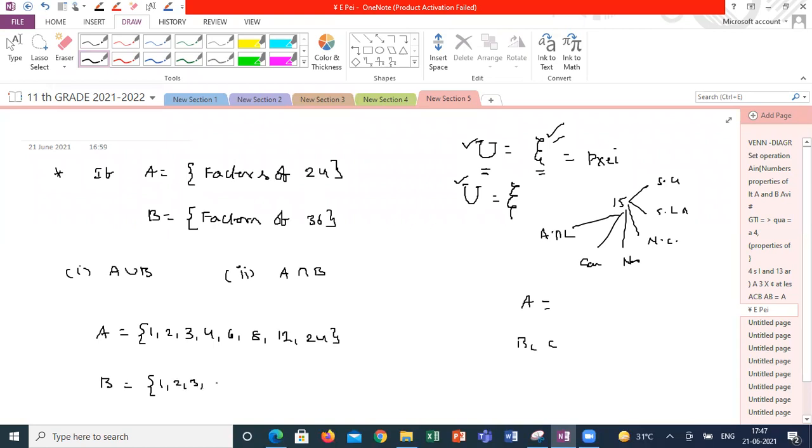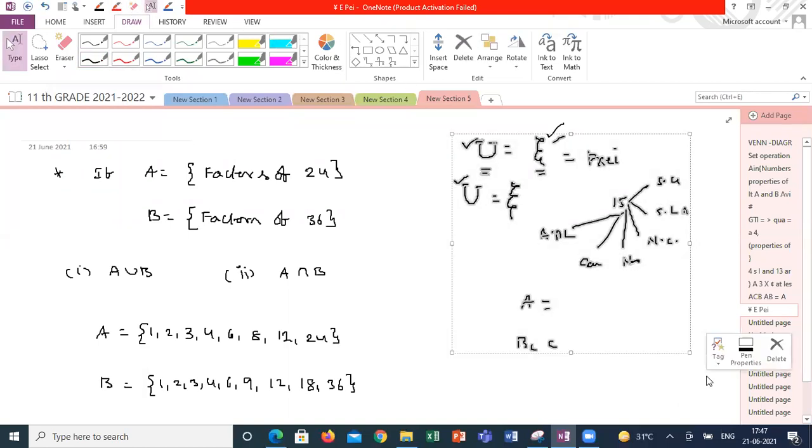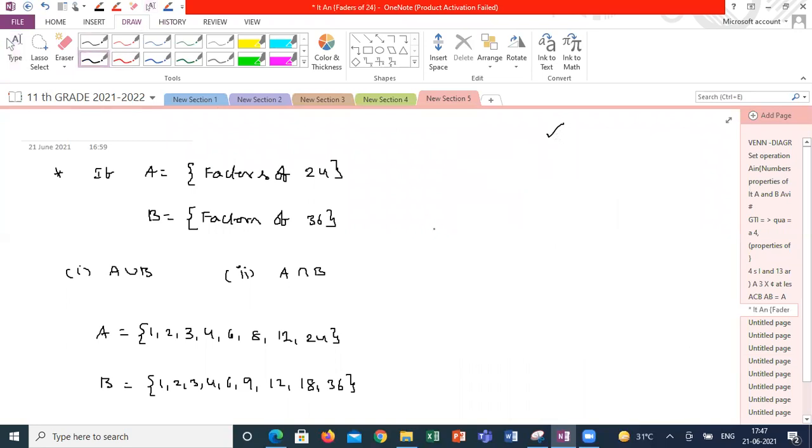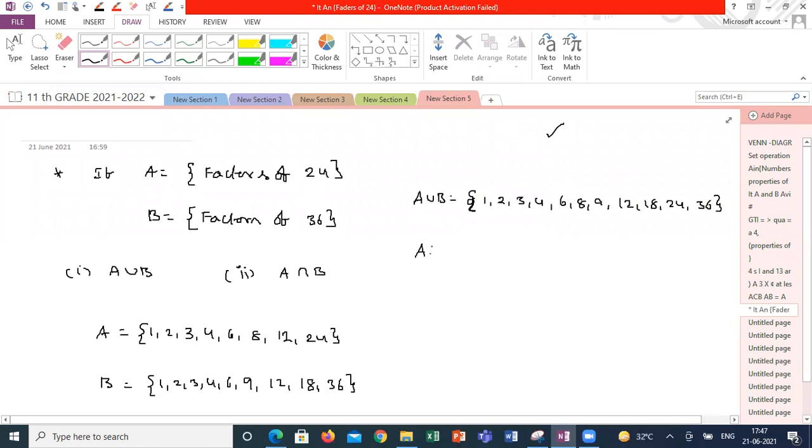1, 2, 3, 4, 6, 9, 12, 18 and 36. Then what is the union? 1, 2, 3, 4, 6, 8, 9, 12, 18, 24, 36. So A union B is equal to 1, 2, 3, 4, 6, 8, 9, 12, 18, 24, 36.